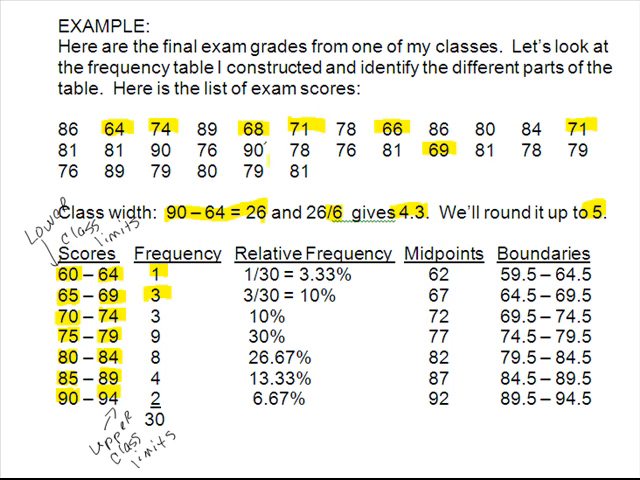So if I were doing a frequency table, it would consist of just those first 2 columns, the scores on the test or the exam, and then their frequency. That is a frequency table.